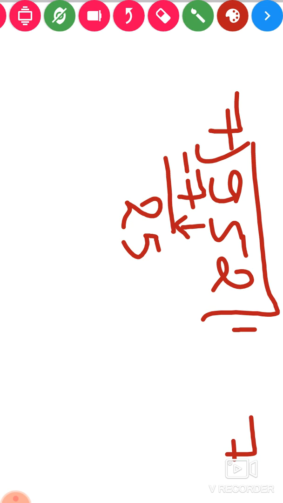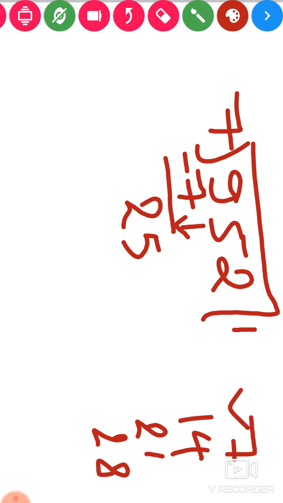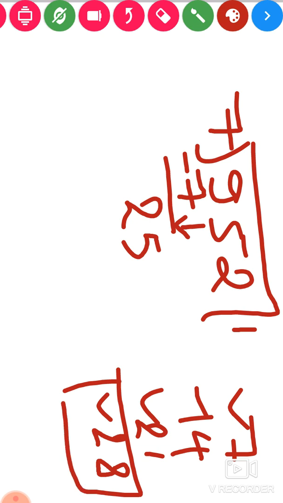So let us write table of 7. 7 1 is 7. 7 2 is 14. 7 3 is 21. 7 4 is 28. Okay. Now 7 1 is 7. 7 2 is 14. 7 3 is 21. 7 4 is 28. अब ध्यान से देखना बेटा. 7 4 is 28 जो कि 25 से ग्रेटर हो गया. 28 25 से ग्रेटर हो गया ना.